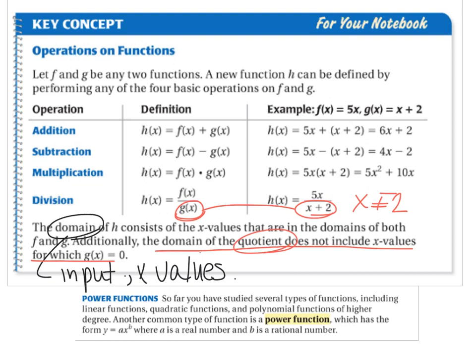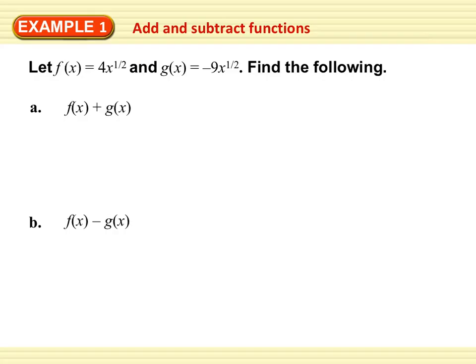If I continue reading at the bottom here, we talk about power functions. Those are just exponents, remember? So far you've studied several types of functions, including linear functions, quadratic functions, and polynomial functions of higher degree. Another common type of function is a power function, which has the form y equals a times b to the x, where a is a real number and b is a rational number, and x is a variable.